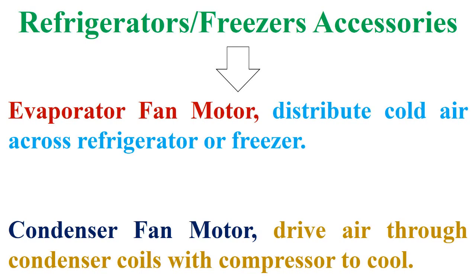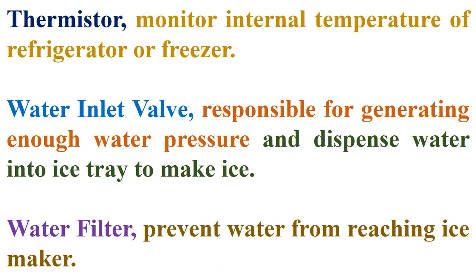Whereas, the evaporator fan motor distributes cold air across the refrigerator or freezer. Meanwhile, the condenser fan motor drives air through the condenser coils with the compressor, to cool. And the thermistor is used to monitor the internal temperature of the refrigerator or freezer. Meanwhile, the water inlet valve is responsible for generating enough water pressure and dispensing water into the ice tray to make ice. However, water filters are used to prevent impurities from reaching the ice maker.